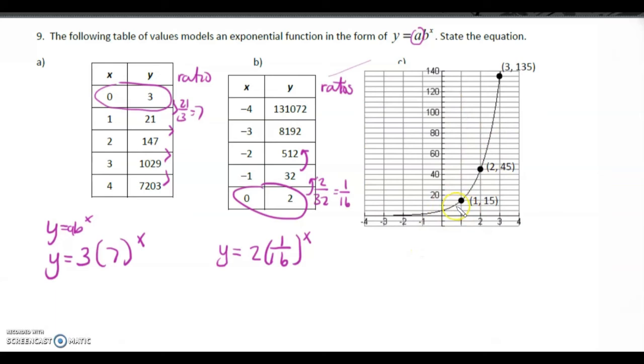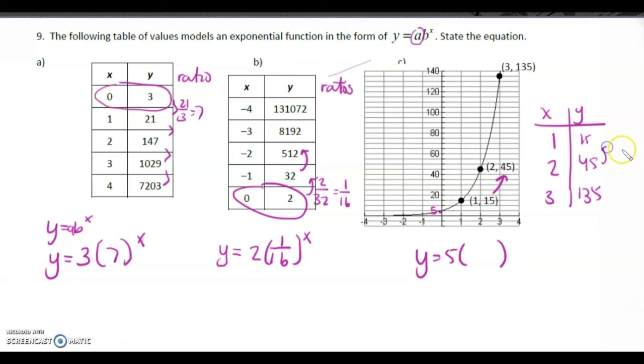Okay, so in here I'm counting the boxes, 1, 2, 3, 4. So all of these go up by 5 each time. So my initial value is 5. And then for example, if we're going up the y column, we have 15, 45, 135. If we were to divide these, we would get 3. So 45 divided by 15 is 3. I get 5 times 3 to the x. You can put the x in here or the x outside. Doesn't matter.